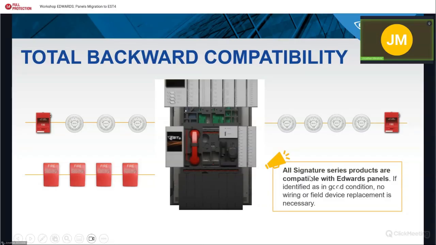All the Signature series products are compatible with the EST4 panels. If identified in good condition, no wiring or fire device replacement is necessary. In the case that you have a problem with a detector, maybe a module, maybe a power supply, you can change that device, but all the devices that you installed that are working at this moment, you don't have to replace.